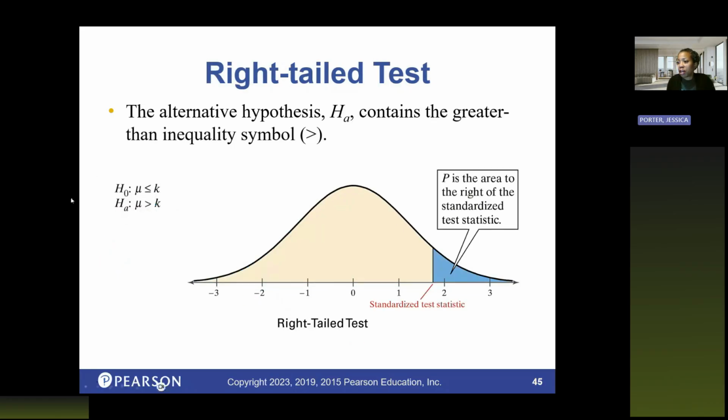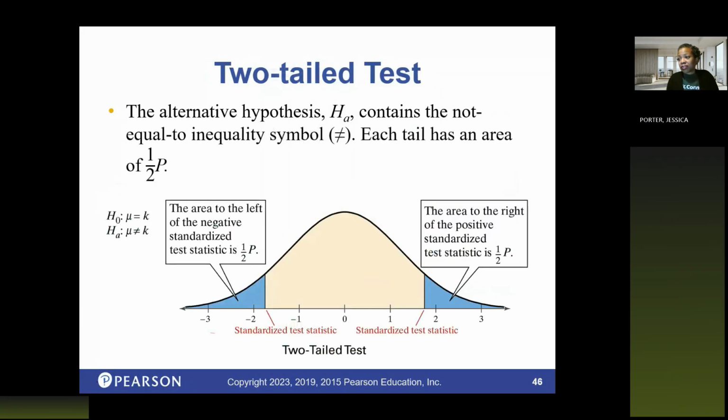Now, notice when my alternative hypothesis is greater than, my inequality is pointing to the right. This is a right tail test. The alternative hypothesis is pointing to the right. So that's going to be a right tail test. And then when the alternative hypothesis is a not equal to, that is a two tail test.